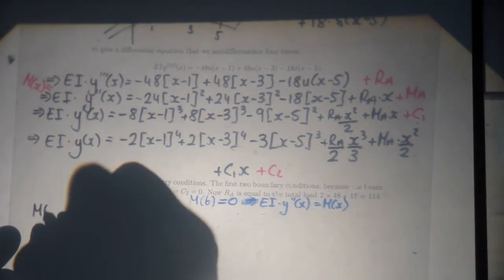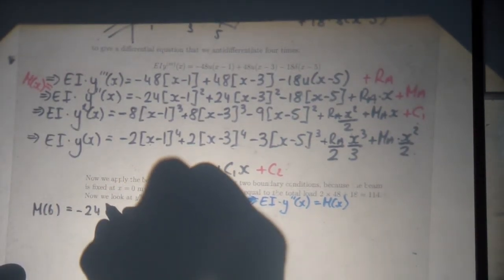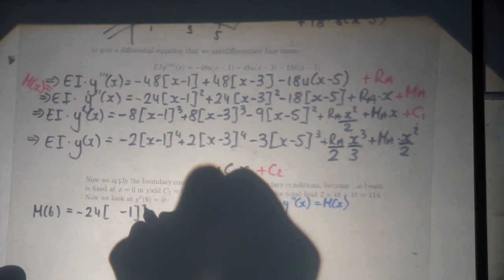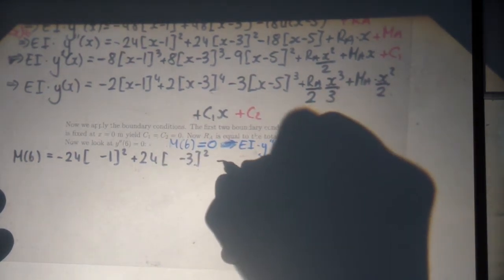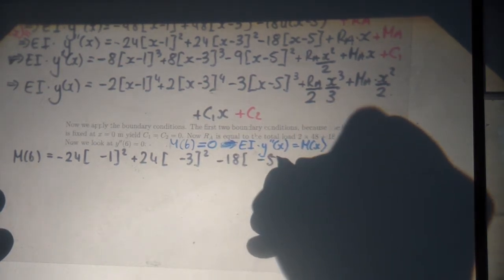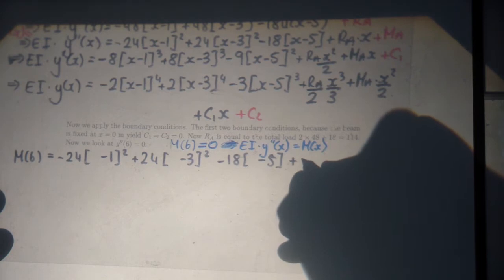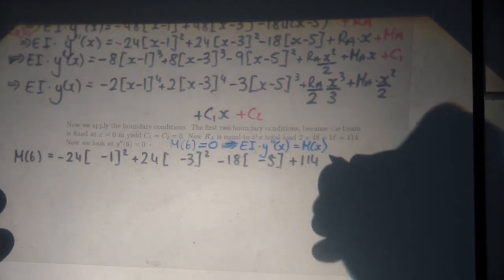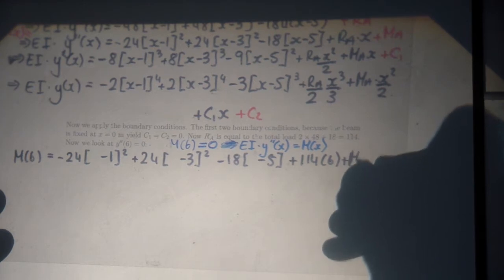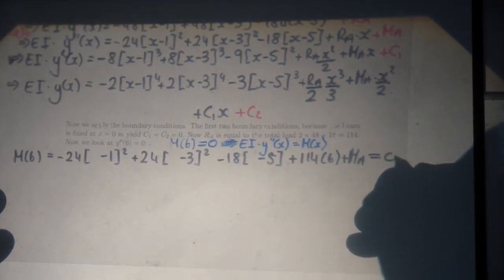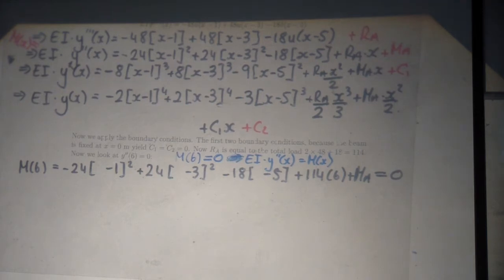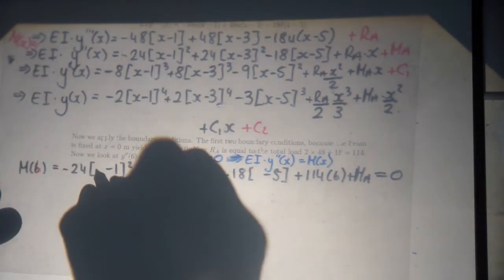So M of 6 is the same as this, as we said, minus 24 square bracket 6 minus 1 squared, plus 24 square bracket 6 minus 3 squared, minus 18 square bracket 6 minus 5, plus RA, which I actually know is 114, times x, which is 6, plus MA, and this is equal to 0. So this is the bending moment at 6. So substitute in my 6's.